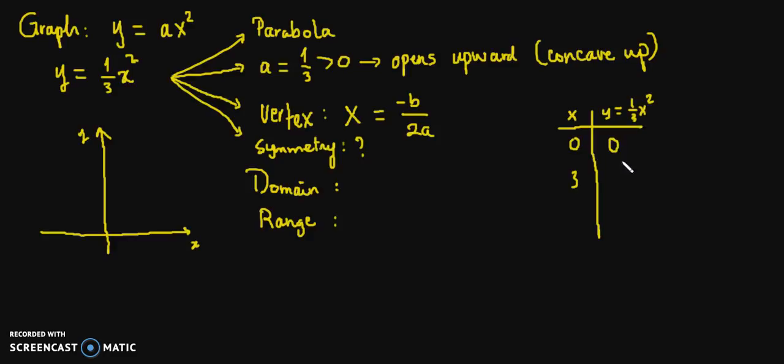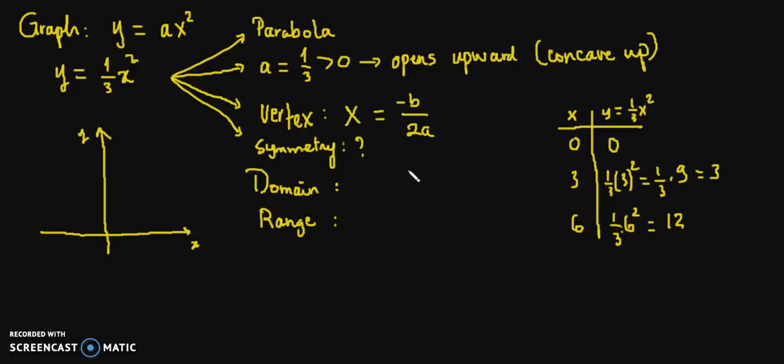I know that 3 because it would be divided easily. So 3 here, y equal to 1/3 multiplied by 3 squared would be equal to 1/3 times 9, which is 3. Okay, and then 6, 1/3 times 6 squared, right, equal to 12. Okay, so I have these values.